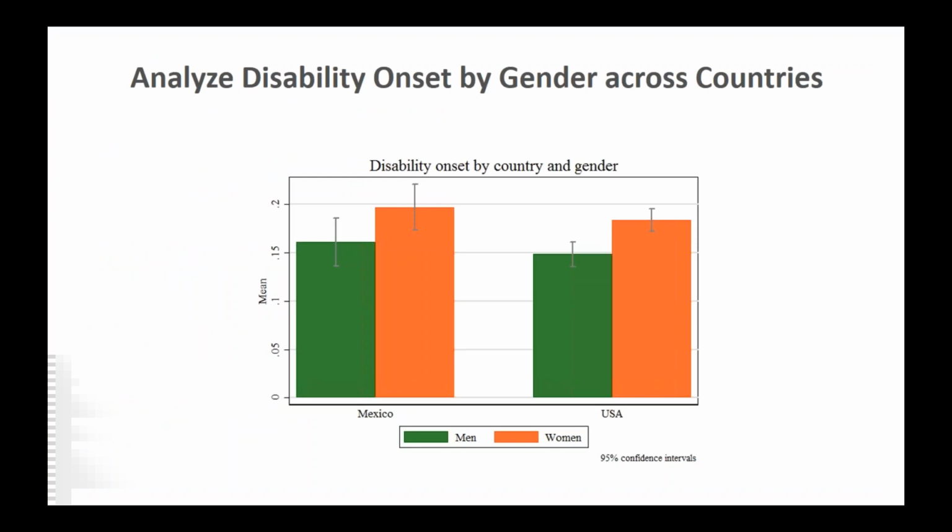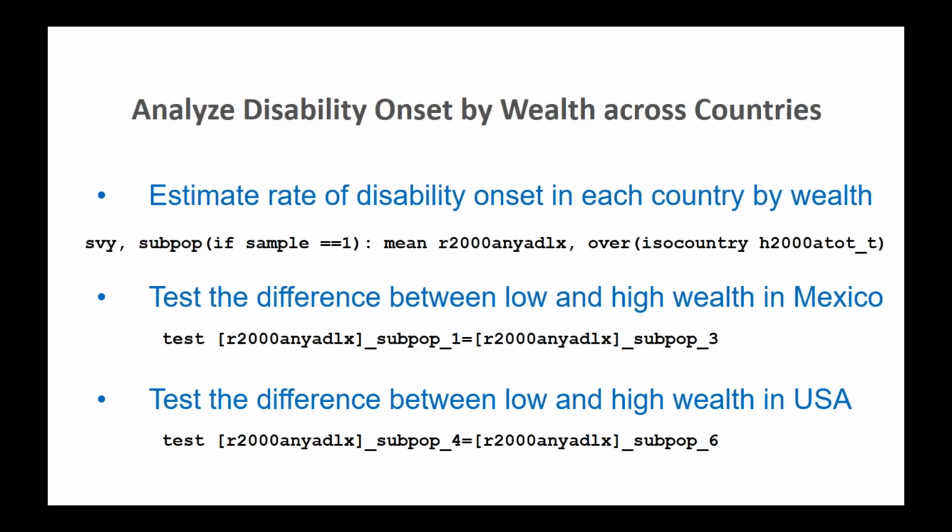But we can say, graphically, to me, the difference looks about the same level, and there's no statistically significant difference in either country. We know we tested that. So we're not really seeing a gender difference in the differences in different countries because we're not seeing a gender difference in either country. And as our last step, let's look by wealth.